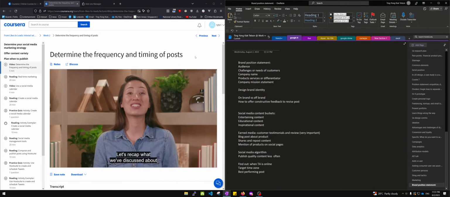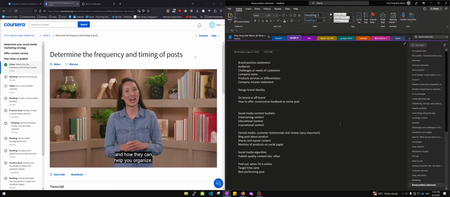Later, we'll discuss social media calendars and how they can help you organize, schedule, and publish all of your posts.